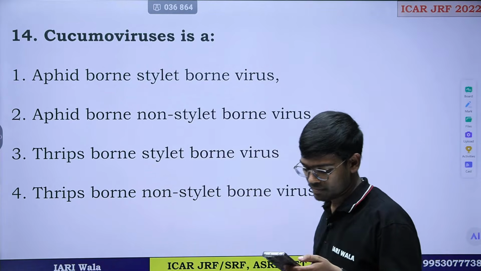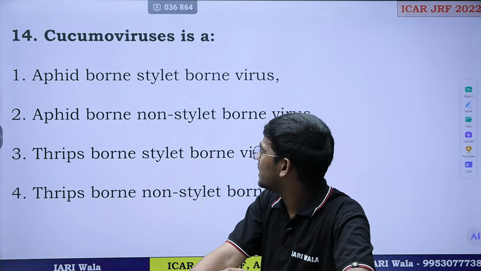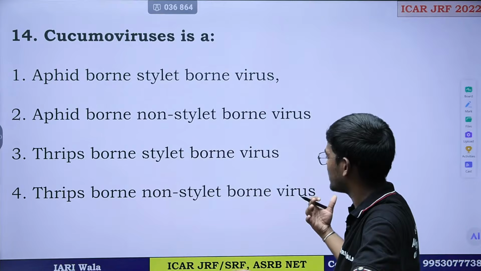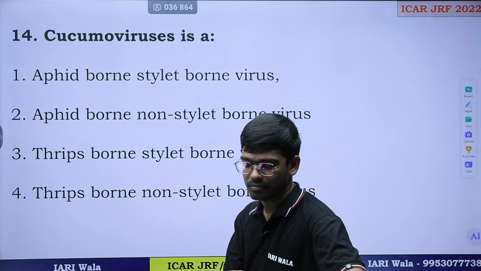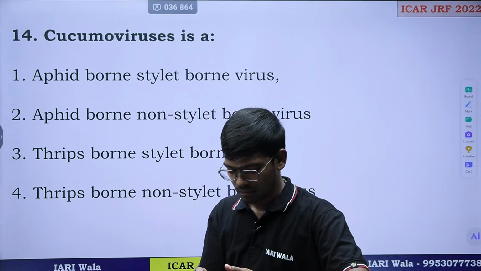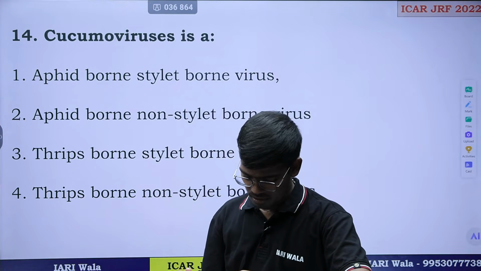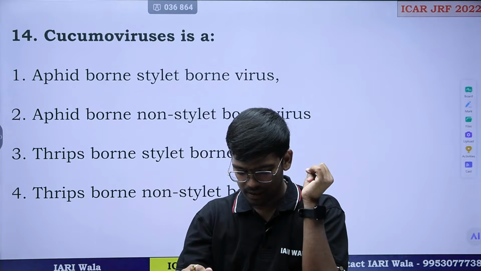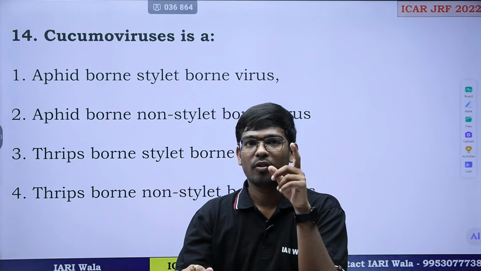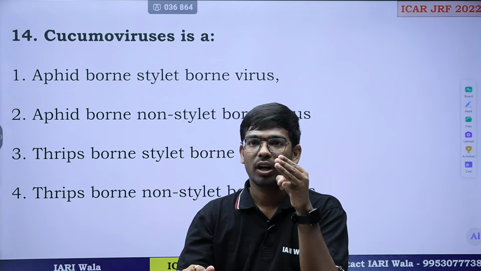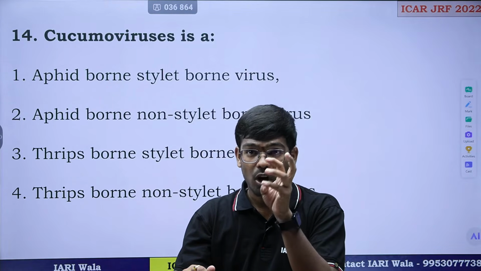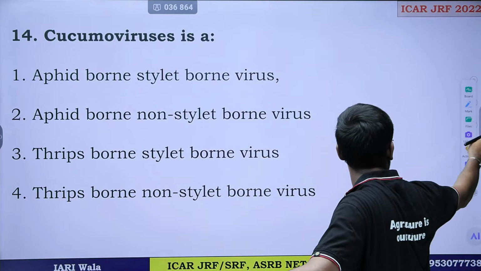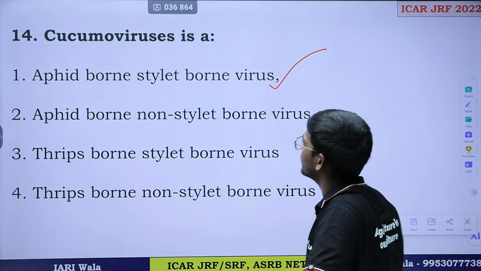Now the next question, 14.1. Cucumoviruses are: aphid-borne stylet-borne virus, aphid-borne non-stylet-borne virus, thrips-borne stylet-borne virus, or thrips-borne non-stylet-borne virus. I am waiting for an answer. Dev Patel said 1. And I said earlier, cucumovirus, then Carla virus, then potyvirus, these three viruses are aphid-borne, stylet-borne viruses. That you need to remember specifically. So option 1 is the answer.